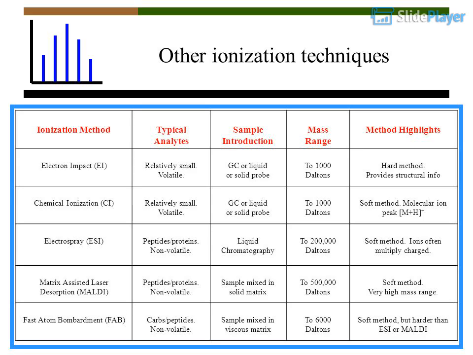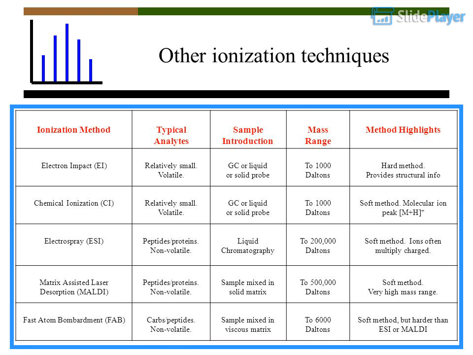Other ionization techniques. Ionization method, typical analytes, sample introduction, mass range, method highlights. Electron impact: relatively small, volatile analytes, GC or liquid or solid probe, to 1000 Daltons. Hard method, provides structural info. Chemical ionization: soft method, molecular ion peak, M+H+.